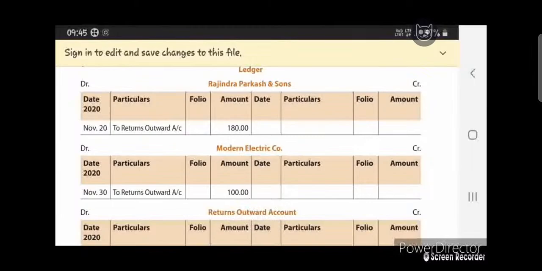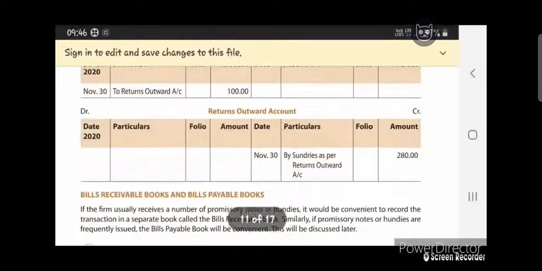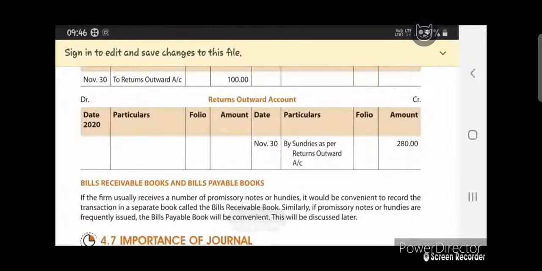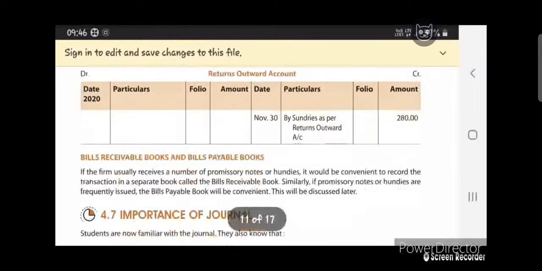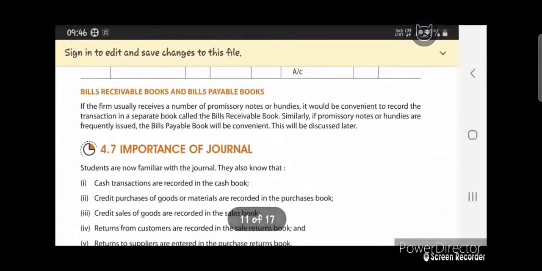On November 20, in the returns outward account, the amount debited is 180 rupees from Rajendra Prakash and Sons. Similarly, Modern Electric Corporation, November 30, 100 rupees is returned. Like that, in the returns outward account, you have to credit the total amount of 280 rupees.